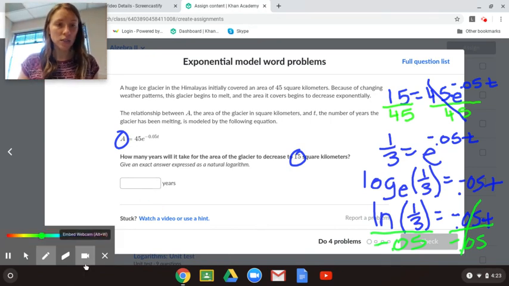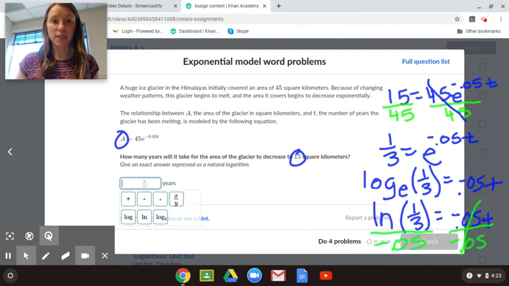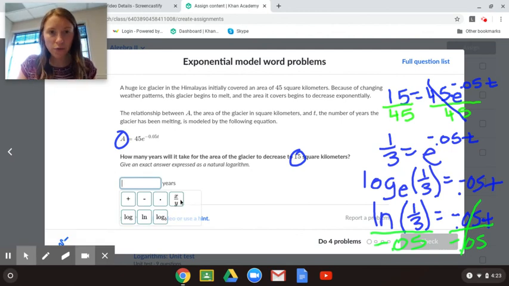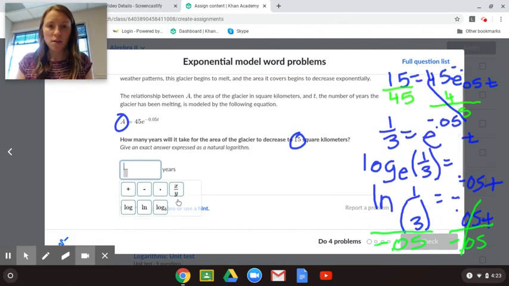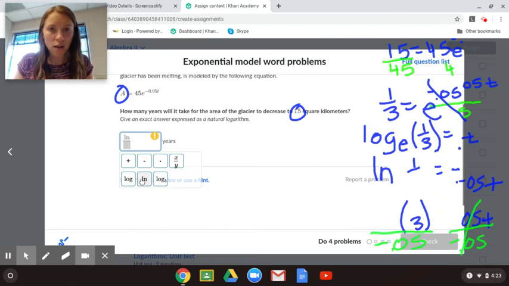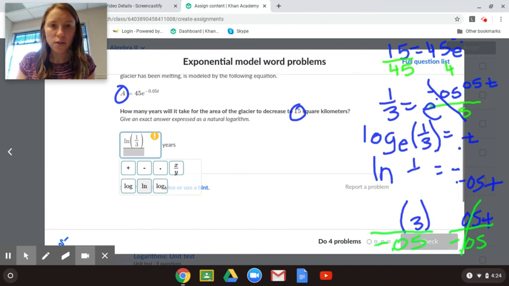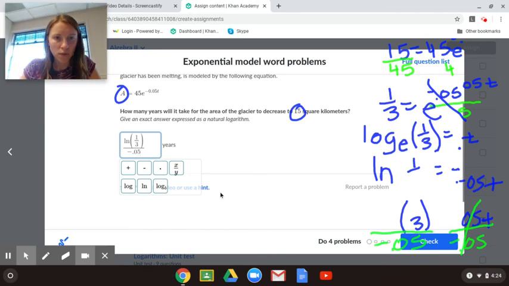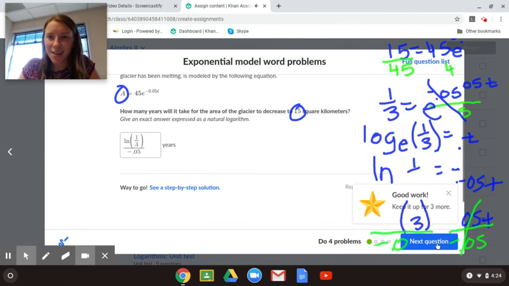It wants us to just put the exact answer. So we have a fraction, so I'm going to put that fraction first. I'm going to put my natural log of 1/3 over negative 0.05. And that should be how many years. So I'm going to check. Ta-da! And it's ready to go.